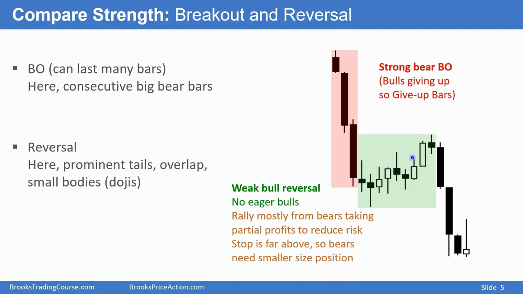This rally is mostly from bears taking profits, trying to reduce their risk. So if they short, their stop is now far away, and the best way to reduce that risk is by reducing their position size. So you have bears buying back part of their position, taking partial profits.